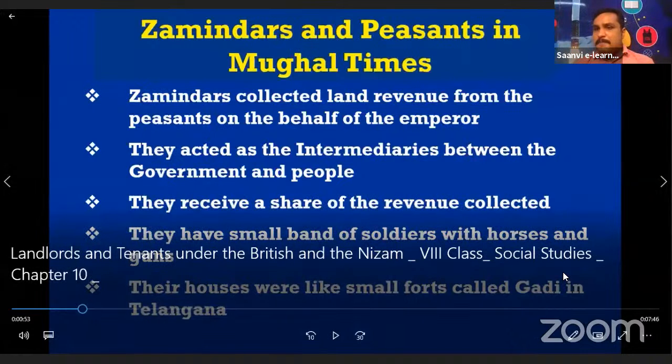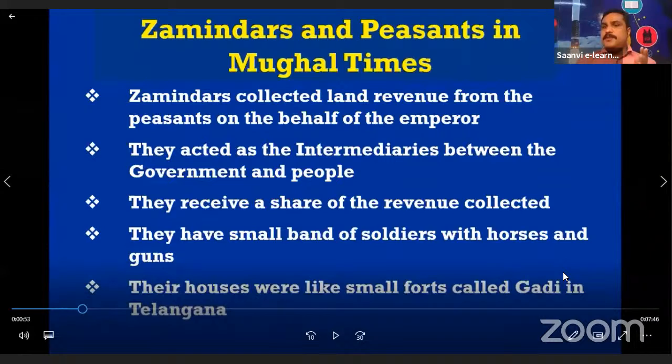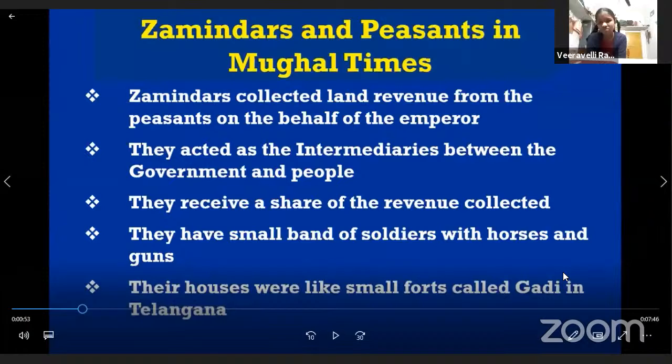So here, Ramya, please unmute. Ramya, okay, you have a term here. They have small bands of soldiers with horses and guns. So why do they have these soldiers and guns? Ramya, why did zamindars need this army, a band of soldiers, and the same way equipment with them, like guns and arms? So why do they need all this? No idea. Who is ready to tell me the answer for this? Samrin, please unmute yourself.